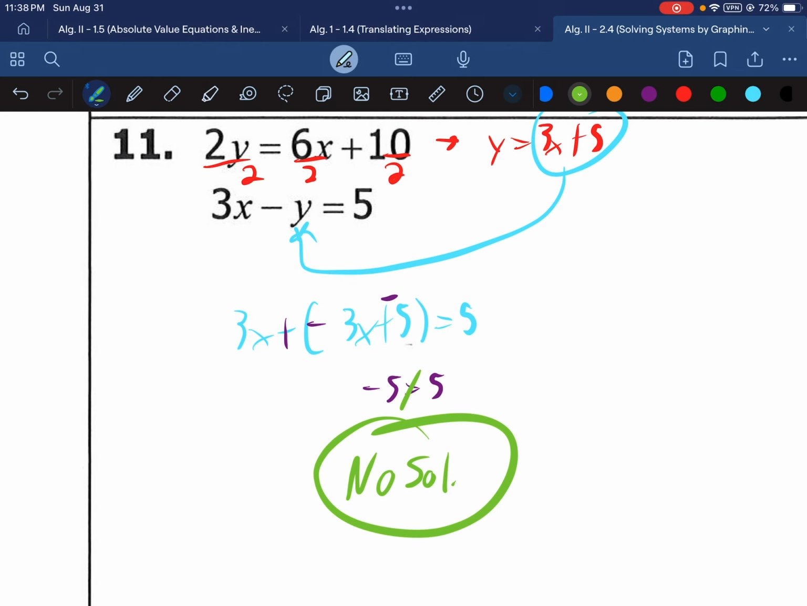Now, if this was a true equation, such as 5 equals 5, instead of negative 5 equals 5, then we would call this identity, which would mean that they're secretly the same line.